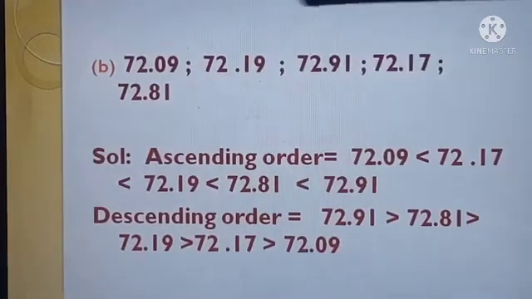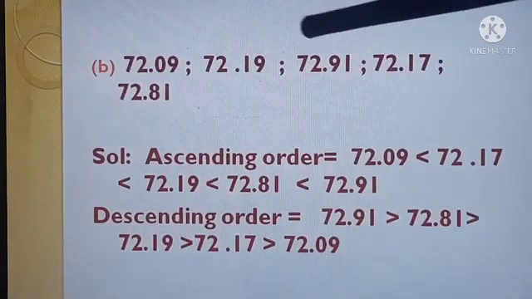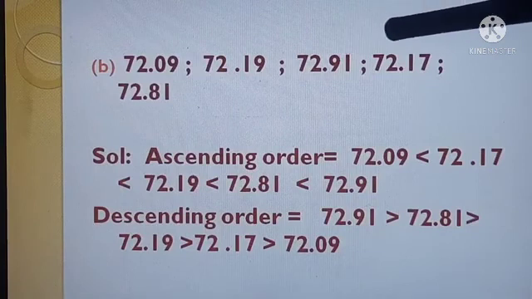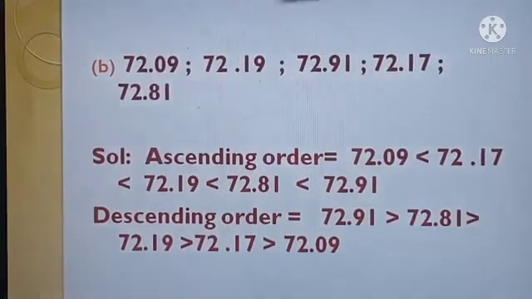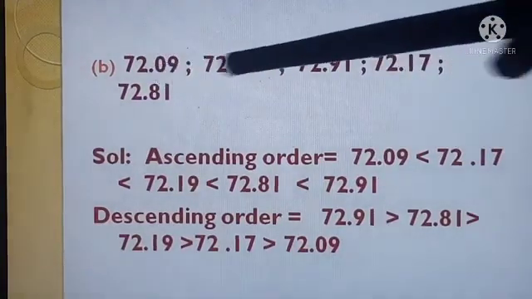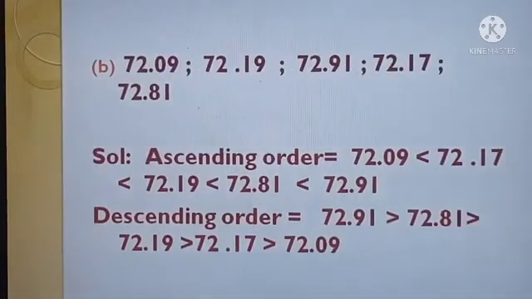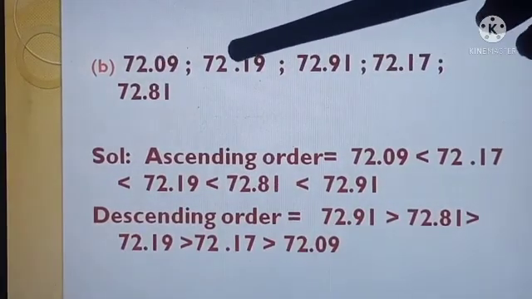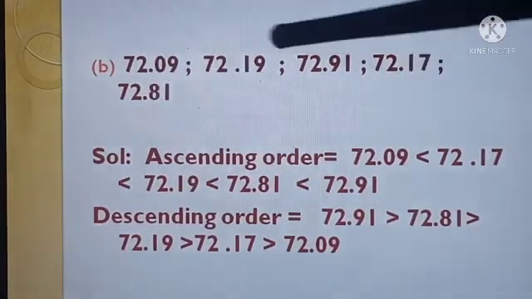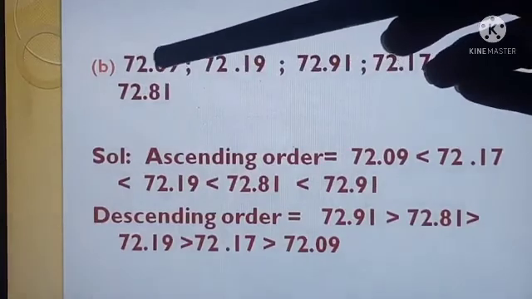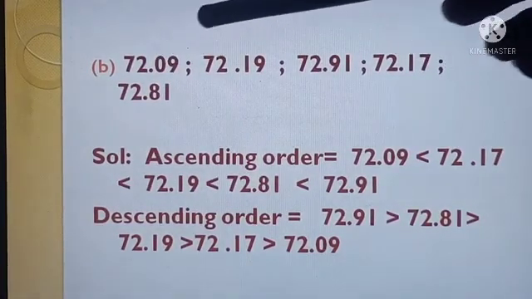Now B part, 72.09, 72.19, 72.91, 72.17, 72.81. So 72 means whole number part is same in all. So we have to check the decimal part now. For ascending order, smaller to bigger. Decimal 0, decimal 1, decimal 9, decimal 1, decimal 8. So smaller one is decimal 0. So our first number will become 72.09 in ascending order.